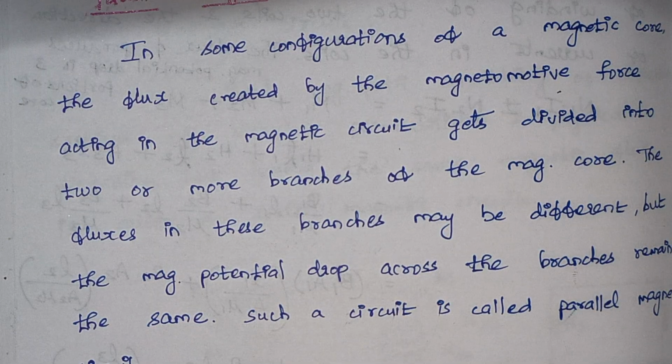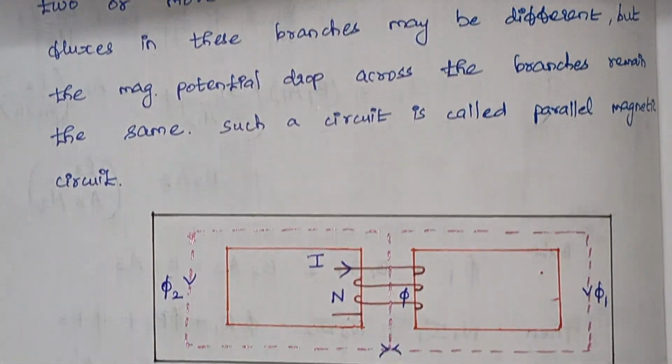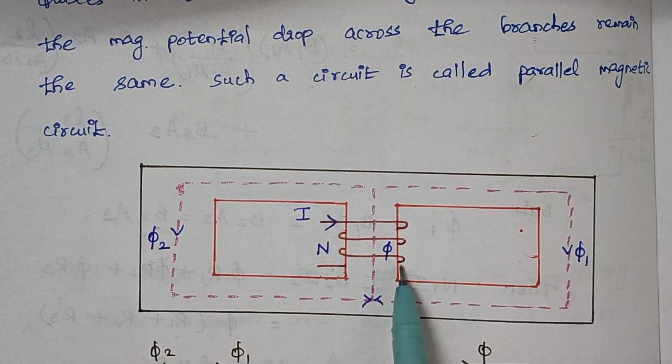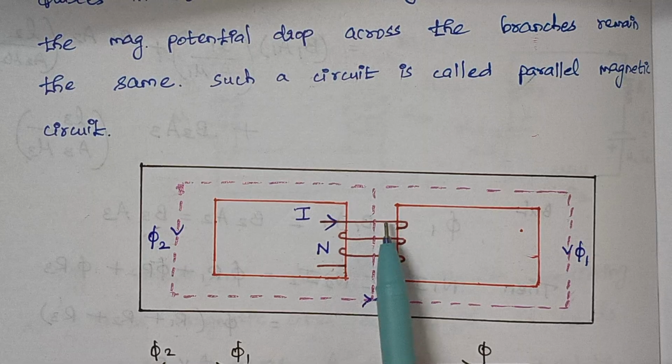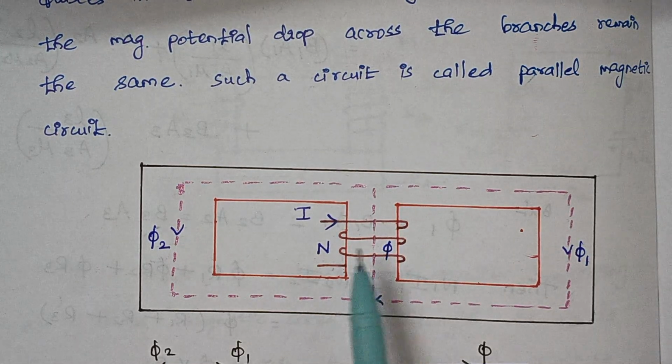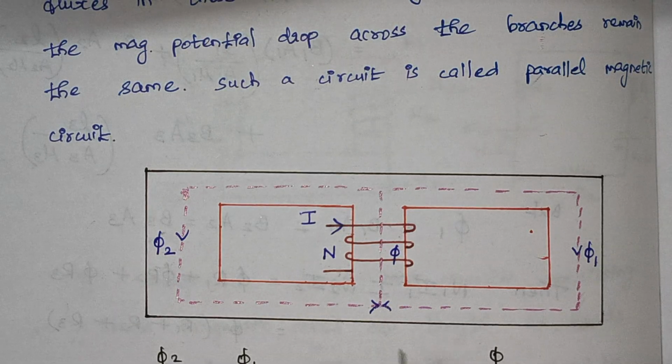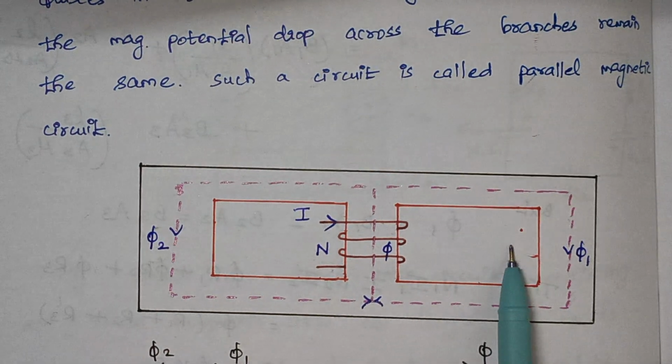Right? So that is known as a parallel magnetic circuit. Here you see the diagram of a parallel magnetic circuit. This is the central limb, and to this central limb we have a winding, and a current of I amps flows through it. Now the equivalent circuit for this core is drawn below.